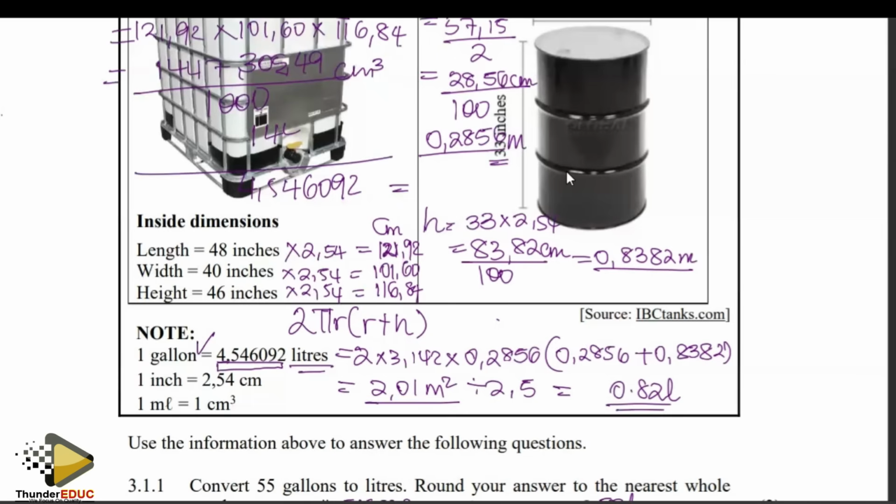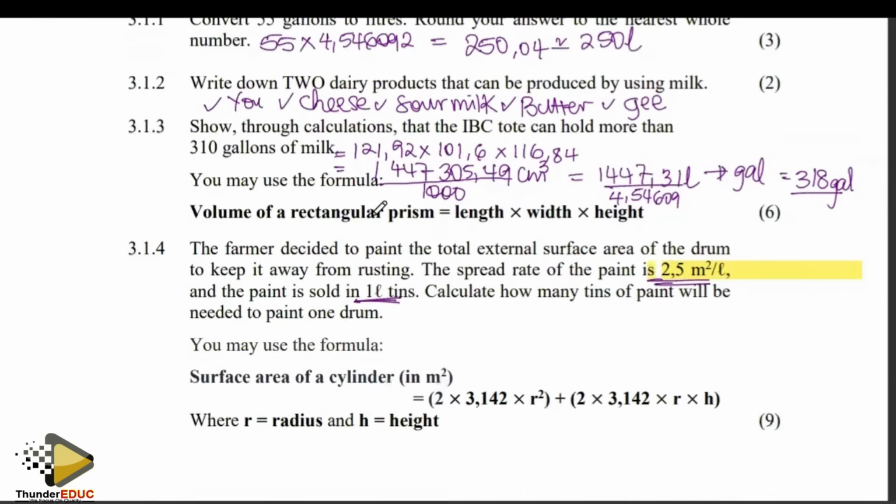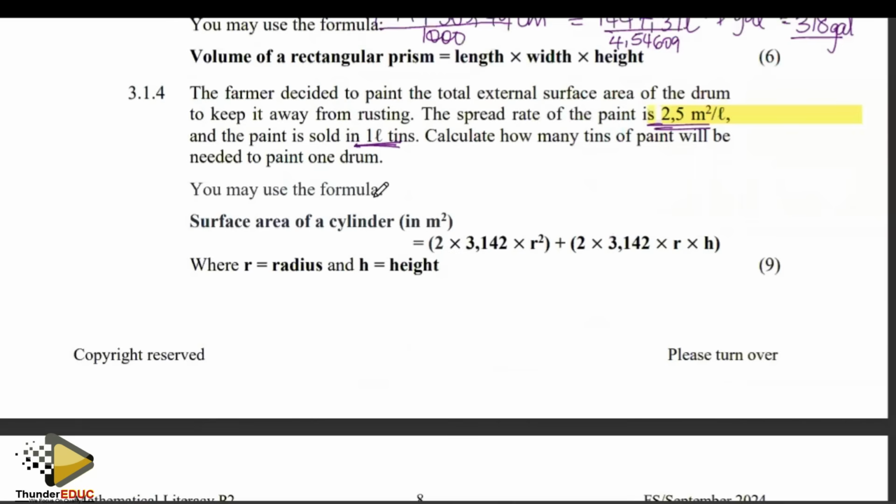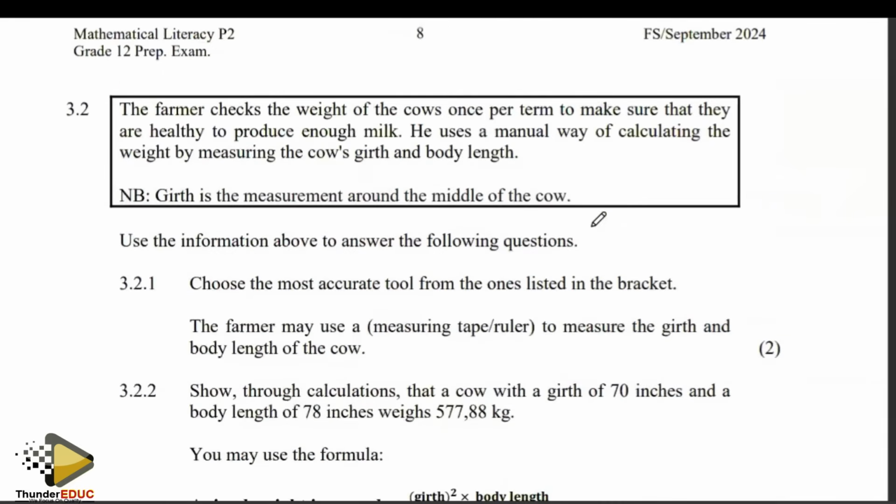Two 0.0882 liters. So this is how much paint that's needed. It simply means it's only 1 tin, because this one does not treat it a liter. So you buy 1 tin, and we go like that. Okay, how many tins of paint will be needed to paint 1 drum? They are saying it's 1. Okay.